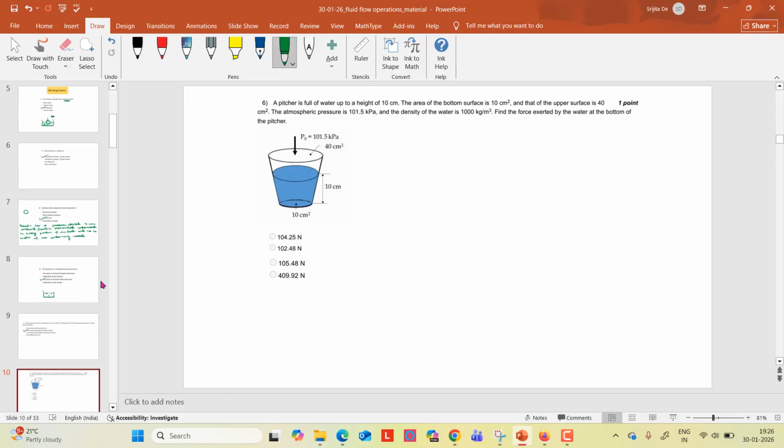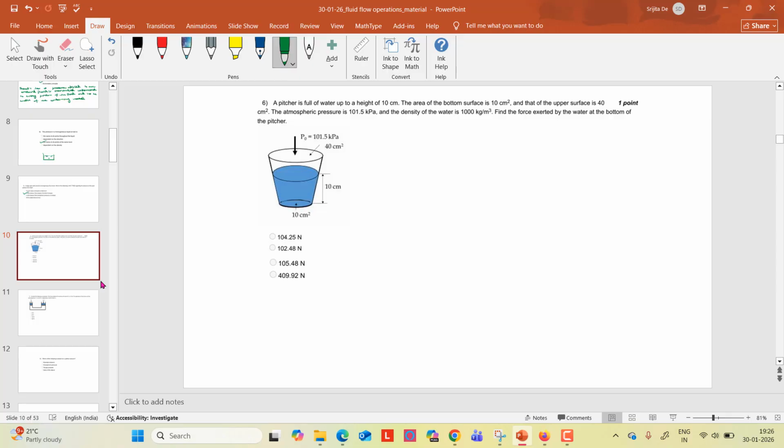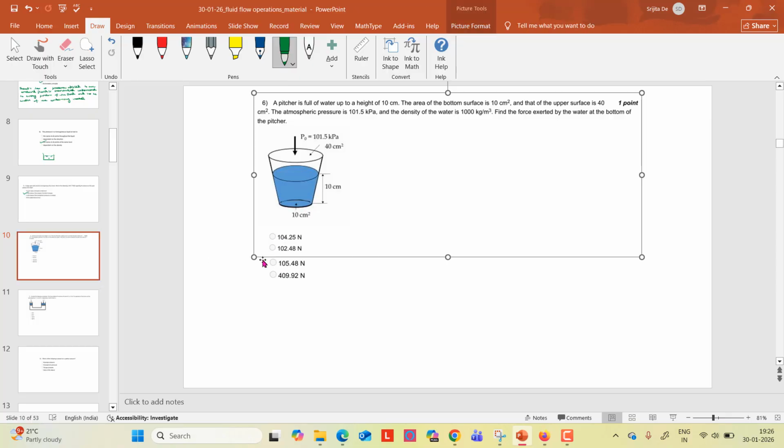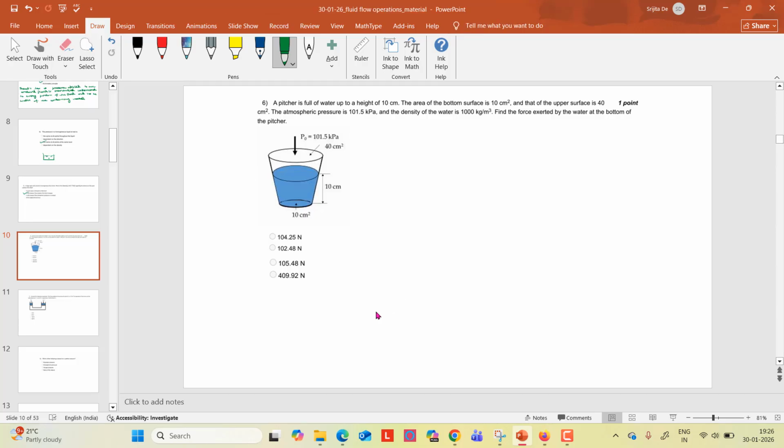A pitcher is full of water up to a height of 10 centimeters. The area of the bottom surface is 10 centimeter square, and that of the upper surface is 40 centimeter square, right? The atmospheric pressure is 101.5 kilopascal and the density of the water is 1000 kg per meter cube. Find the force exerted by the water at the bottom of the pitcher.